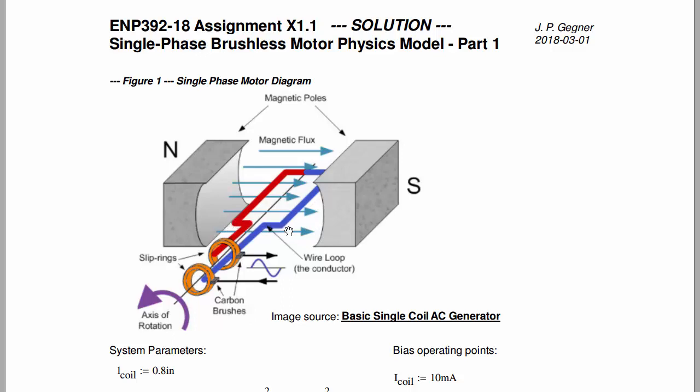We have an angular displacement, theta sub m, which would be 0 for this coil position. So it's pointing to the right, and as we rotate counterclockwise, that would be a positive theta. The angular rate, d theta m dt, is omega m, the rotational speed of the motor or the coil.